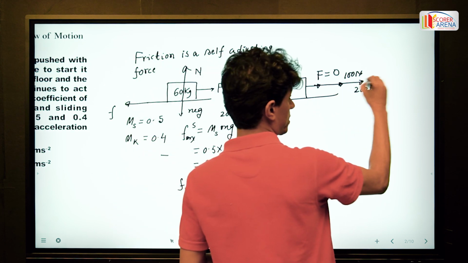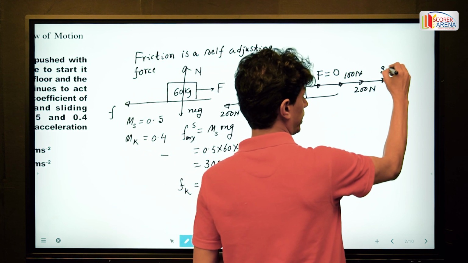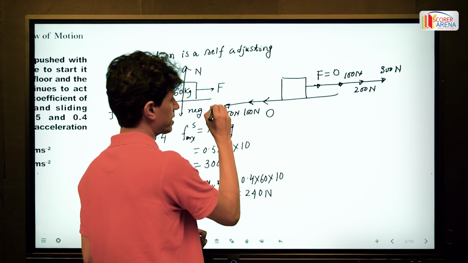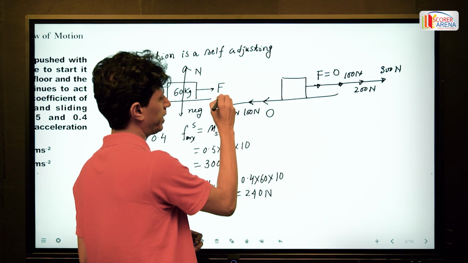If this force is 300 Newton, similarly we can say the friction is also 300 Newton.